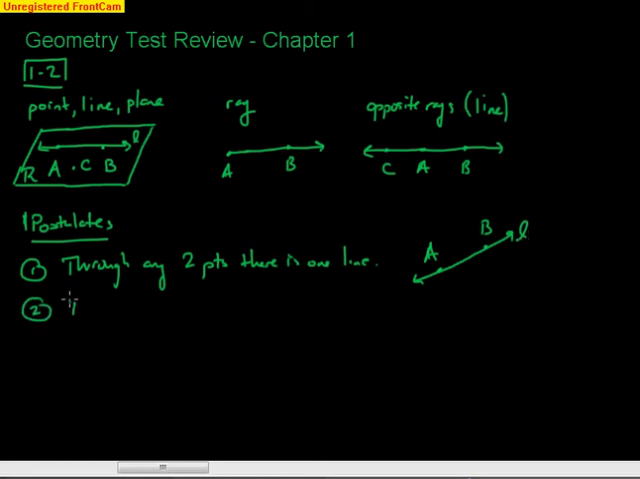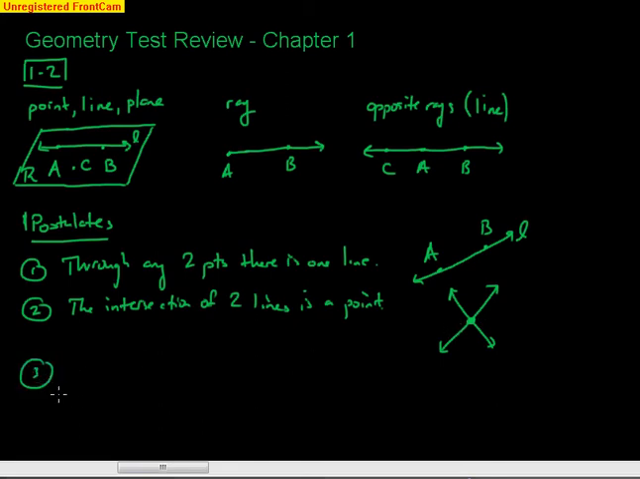Second postulate, the intersection of 2 lines is a point. And here we're going to draw 2 lines intersecting. Here's the 2 lines. And their intersection point is right there, where they cross.